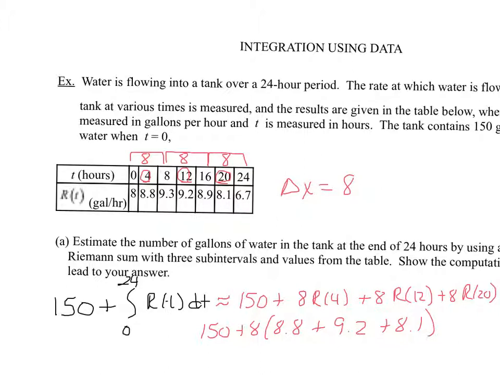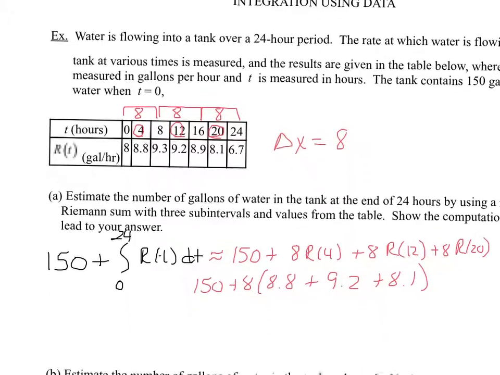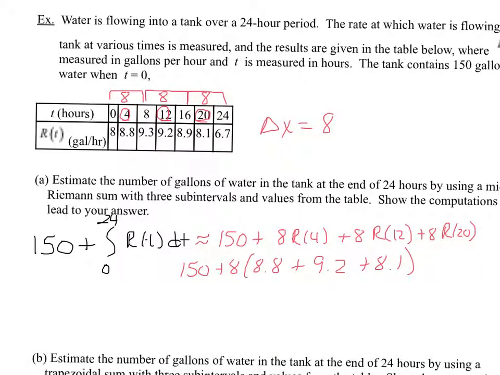If you had to do this without a calculator, those numbers are simple enough you could, but you can go ahead and plug that in your calculator if you want to. Notice when it says show the computations, you need to at least have this. So how many gallons is that at the end of 24 hours in the tank? 358.8 gallons. Be sure you put what it is. And if you want to put gallons of water, that's not going to be bad either.